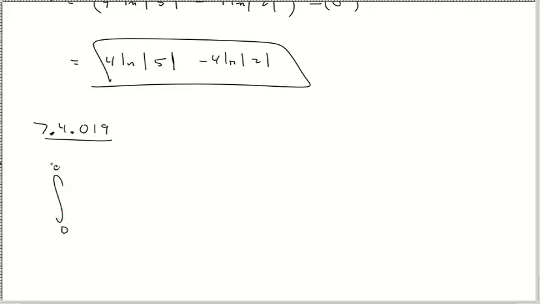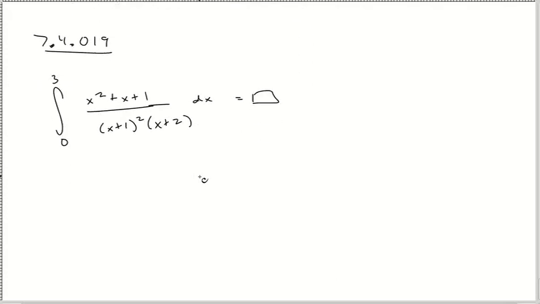So the integral from 0 to 3 of x squared plus x plus 1, all divided by x plus 1 squared times x plus 2, dx. Now, is there a formula for this? No, I don't think there's a formula for this, and that's kind of my point. So we're going to do the partial fraction thing. Notice that they already have the factors available for us, and so I know that I have this x plus 1 squared. Well, guess what?